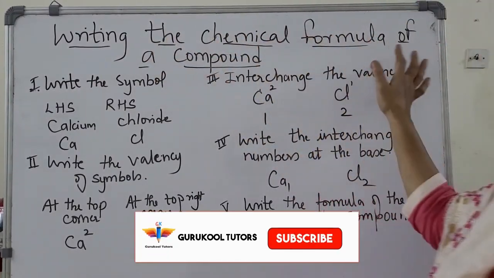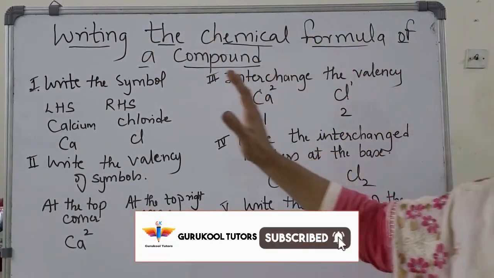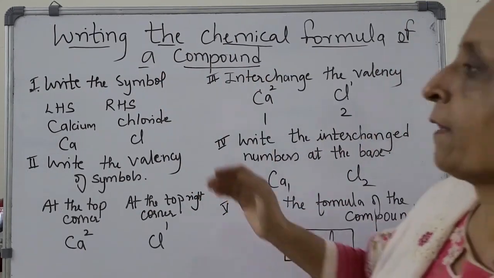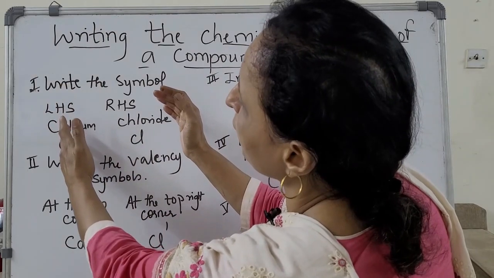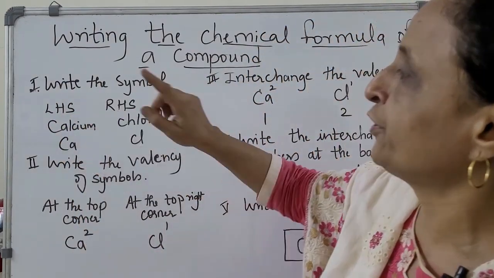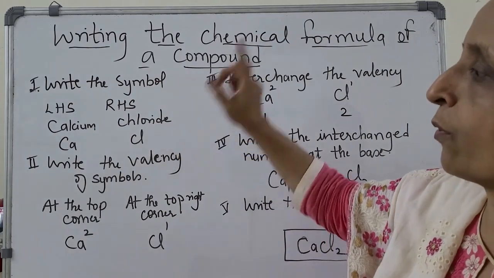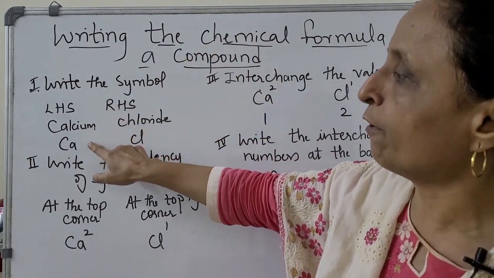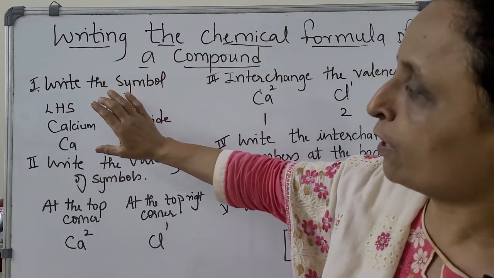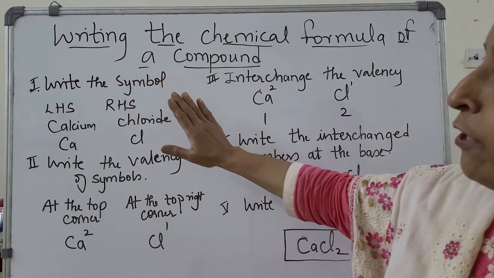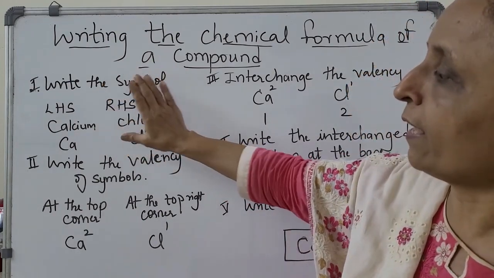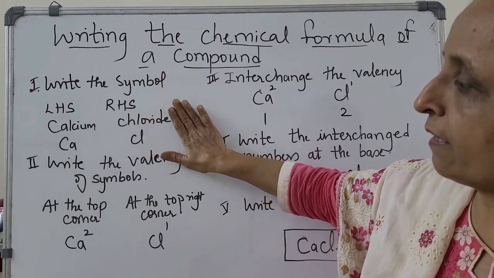Now, writing the chemical formula of a compound. How do we write the chemical formula, the molecular formula? On the left-hand side you write whatever the elements are. Here it is calcium. On the right-hand side it is chloride. Now write the symbol of calcium, Ca, and chloride, Cl. So the first step in writing the molecular formula is to write the symbols of the elements. You have written that correctly.